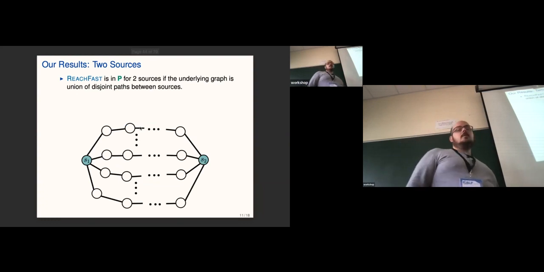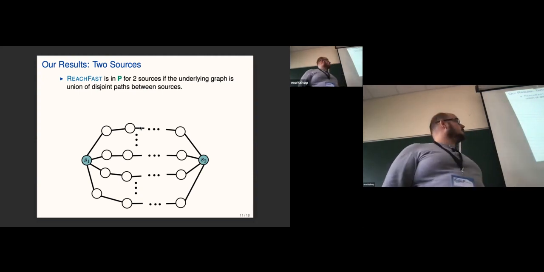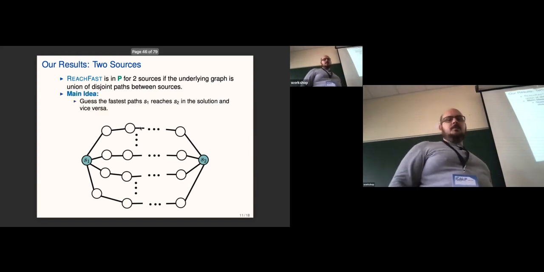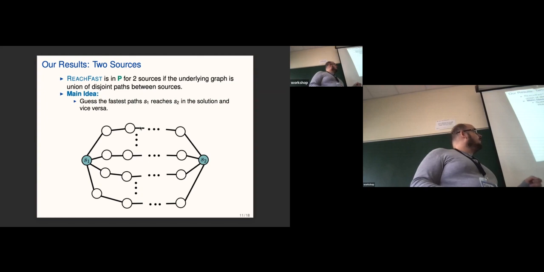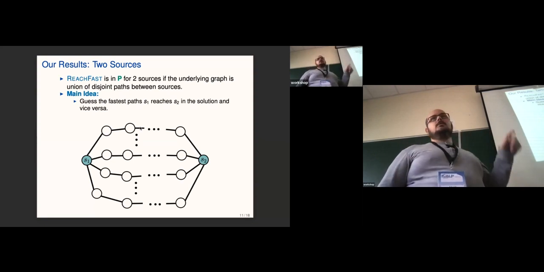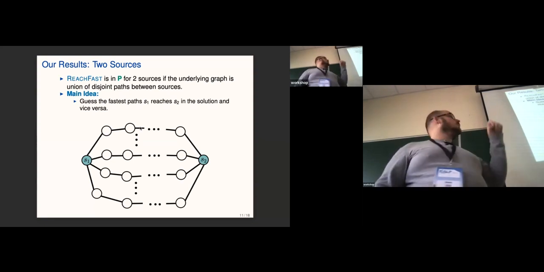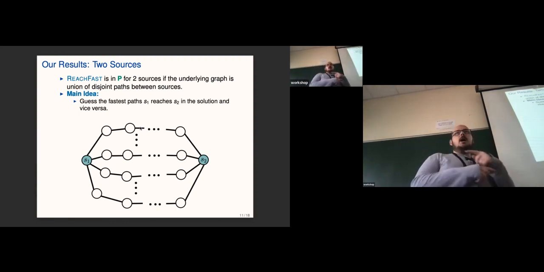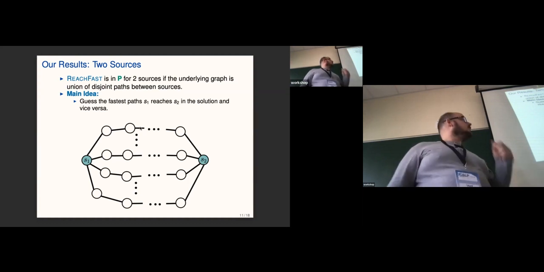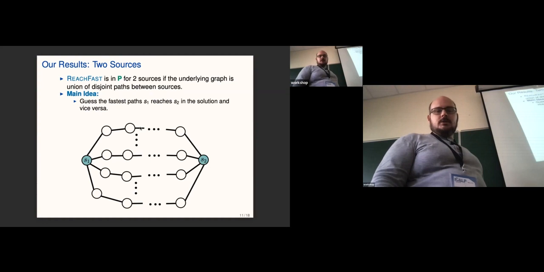But we also got some very simple algorithms. For example, one algorithm that we got is where we have just two sources like this and only disjoint paths between them. And for this, the algorithm was actually relatively simple. The main idea was just to guess how we reach from S1 to S2 and at what time. So the fastest way to reach from S1 to S2 and the fastest way to reach from S2 to S1. And then having these two times and these two paths, all the remaining paths we can solve independently just from this information. And that's why it was polynomial.